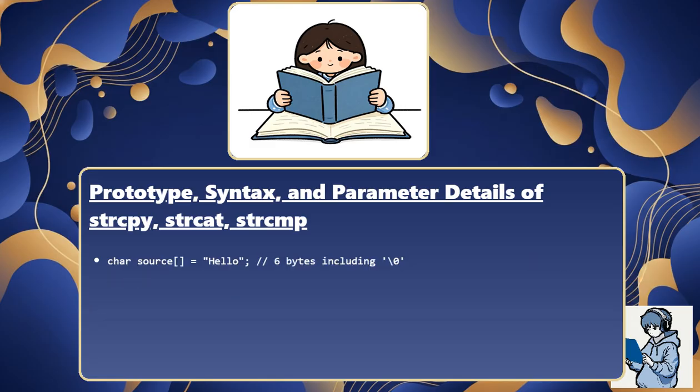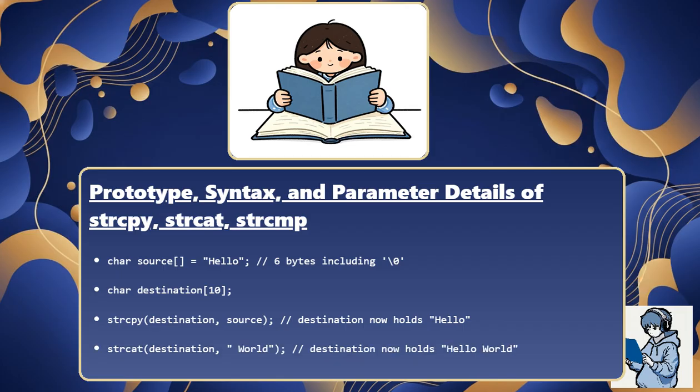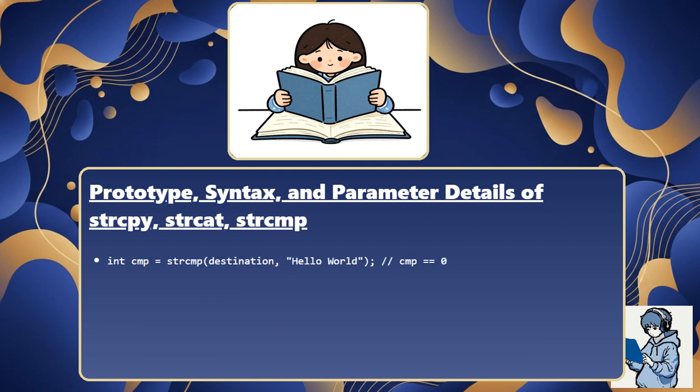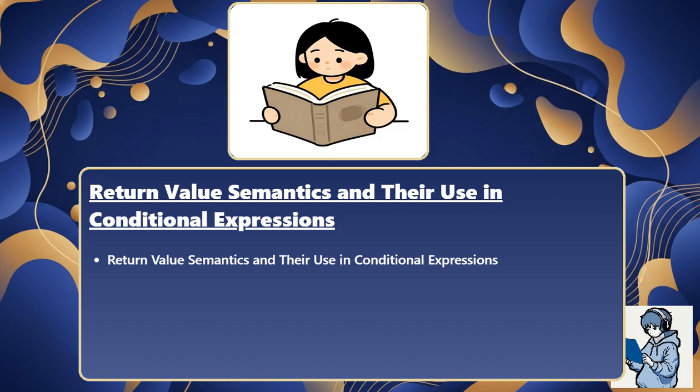char source array initialized with "hello", which occupies 6 bytes including the null character. char destination array of size 10. strcpy copies source into destination. Now destination holds "hello". strcat appends " world" to destination. Now destination holds "hello world". int cmp assigned the result of strcmp comparing destination with "hello world". cmp equals 0.